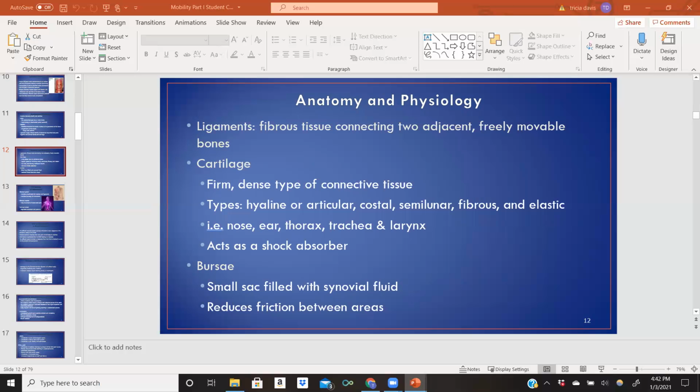These can be found in the nose, the ear, the thorax, the trachea, and the larynx. And they also act as shock absorbers. And then you have the bursa, which are small sacs filled with synovial fluid. And these help reduce the friction between these areas.